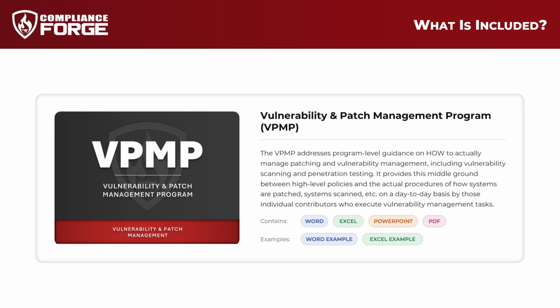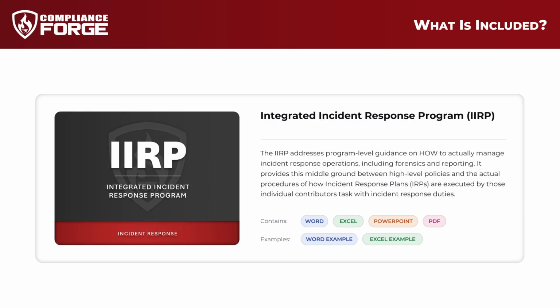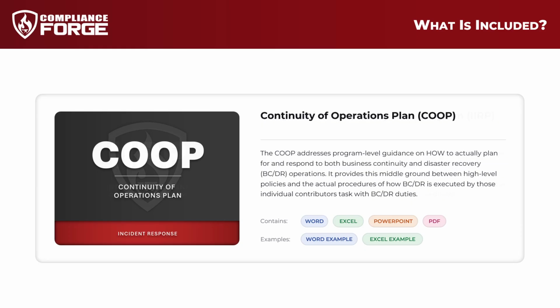The fifth is the Vulnerability and Patch Management Program, addressing how to actually manage patching and vulnerability management, including vulnerability scanning and penetration testing. The sixth is the Integrated Incident Response Program, addressing how to actually manage incident response operations, including forensics and reporting. The seventh is the Continuity of Operations Plan, addressing how to actually plan for and respond to both business continuity and disaster recovery operations.